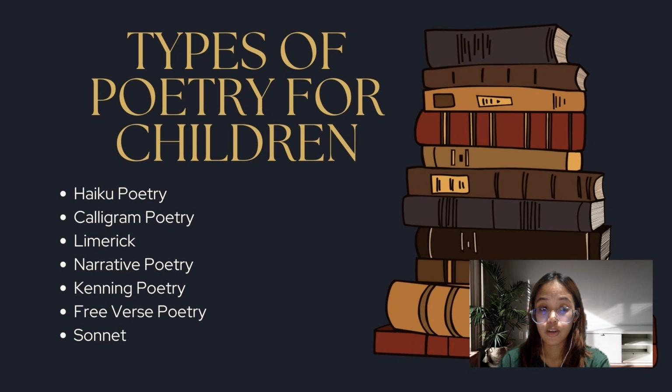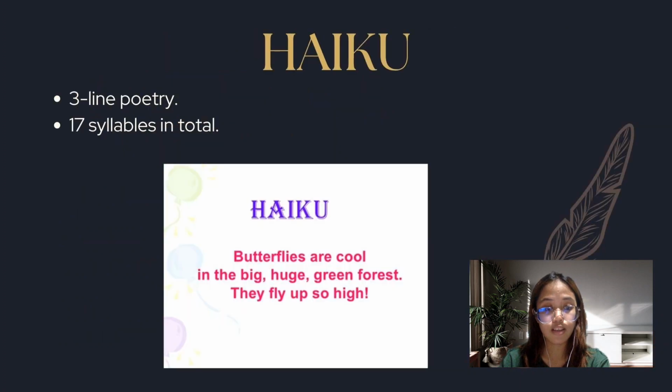So let us first discuss haiku. Let us briefly discuss haiku. Haiku is a three-line poetry that has a total of 17 syllables. So the first line has 5 syllables, and then the second line has 7 syllables, and then the third line also has 5 syllables. And it doesn't necessarily have to rhyme with each other.